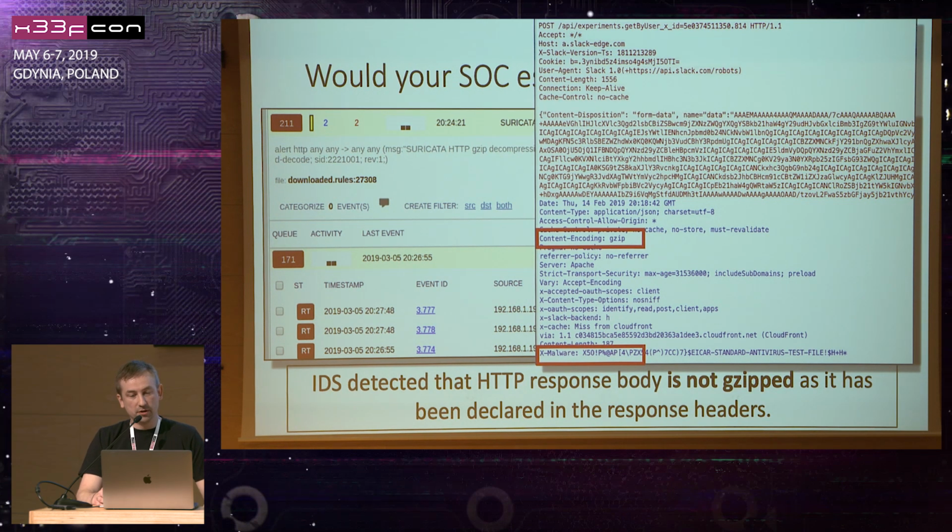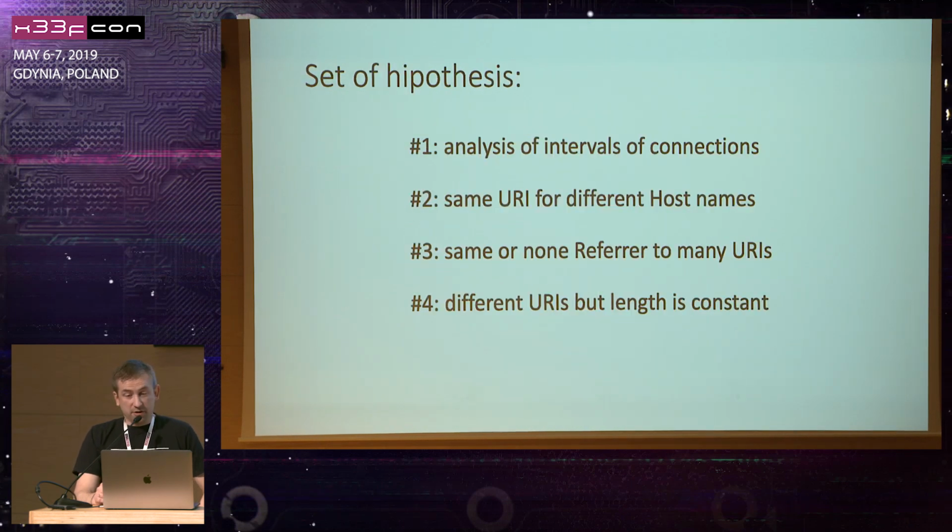So let's go to the real detection of the behaviors of the beaconing. These are the examples I prepared for today. 4 hypotheses, and let's check whether we can detect the beaconing characteristics with them. The first one focuses on the analysis of the intervals of connections, and the last 3 are more focused on the HTTP headers that are configured for the beaconing malware.